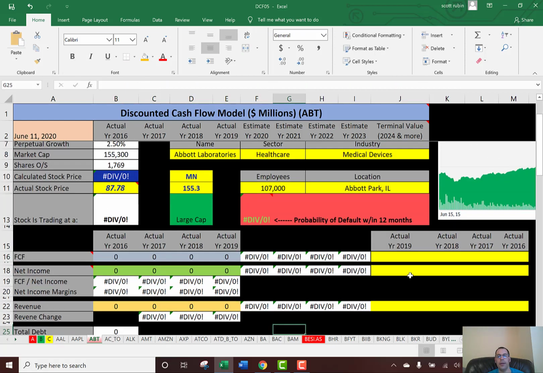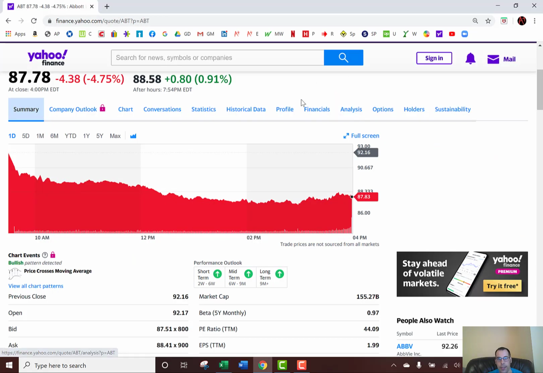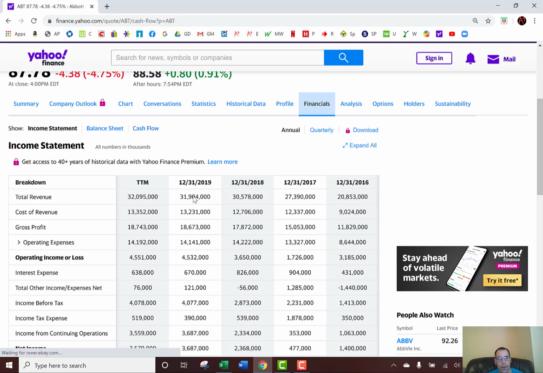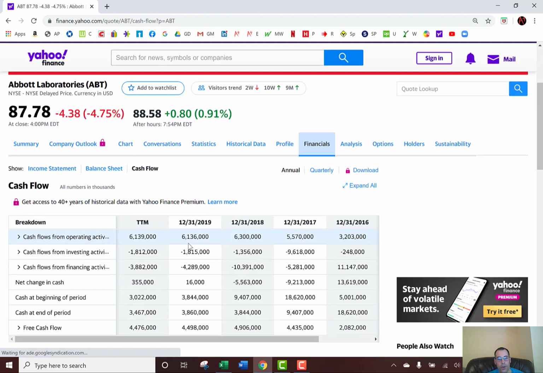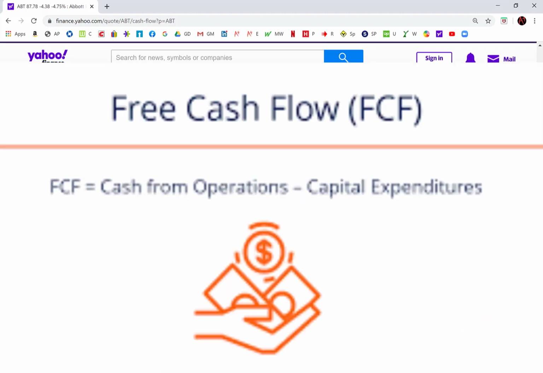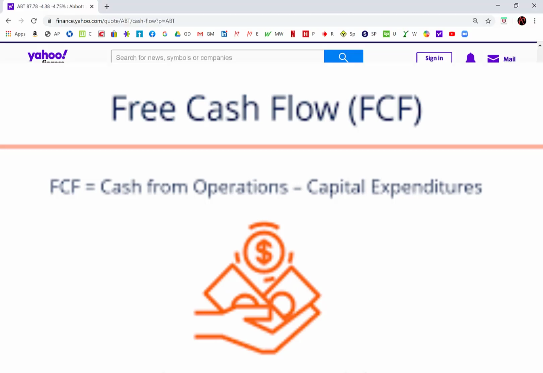Now we need to enter the actual free cash flows, and we can find that in Yahoo Finance under the cash flow section. And they calculate it for you in Yahoo. But if you look on a cash flow statement on a company's 10K, it doesn't have a free cash flow line. You have to calculate it yourself. So to calculate free cash flow, it's cash flow from operations minus capital expenditures.